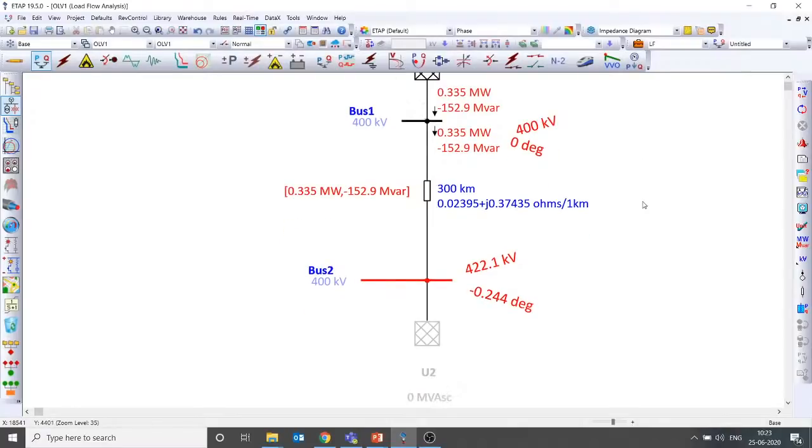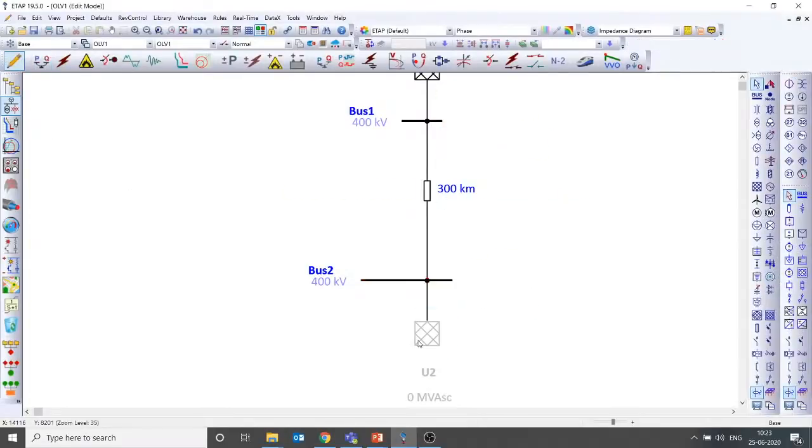Fine. So now I think I have made one point clear. What is the Ferranti effect? The Ferranti effect is, in a long or very long transmission line during no load or light load conditions, the receiving end voltage is higher than the sending end voltage because of shunt capacitance present in the system.